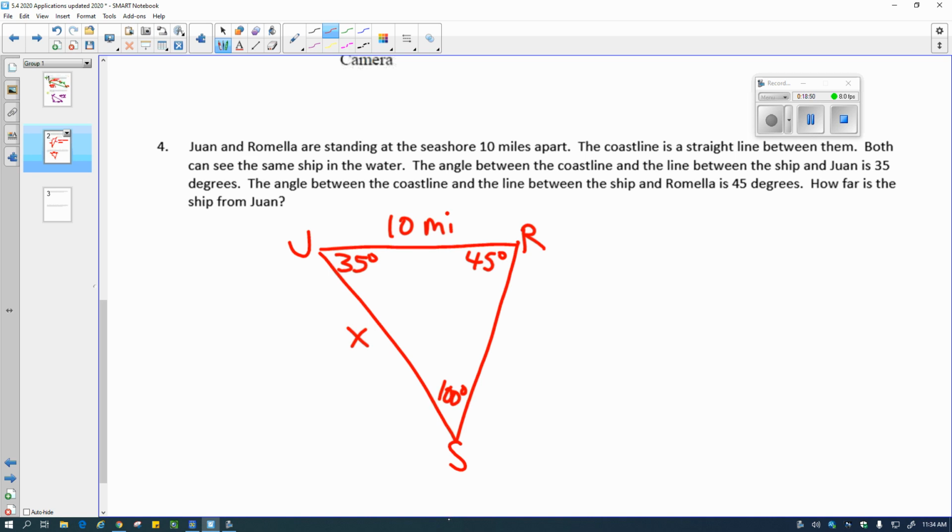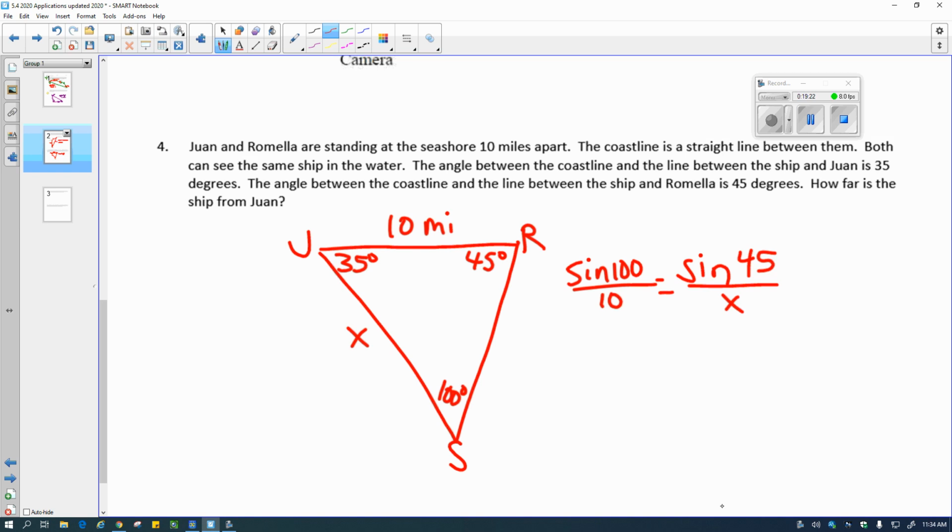Okay. So then I will do the sine of 100 over 10 equals the sine of, I'm looking for the distance between Juan and the ship, so I'll have to use the angle by Ramella. So don't just think because we're talking about Juan, we're going to use Juan's angle. We have to use the angle across from it. So I'll do the sine of 45 over x, do my cross multiplying and solving.